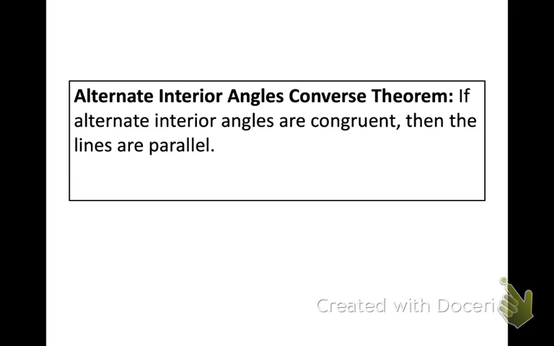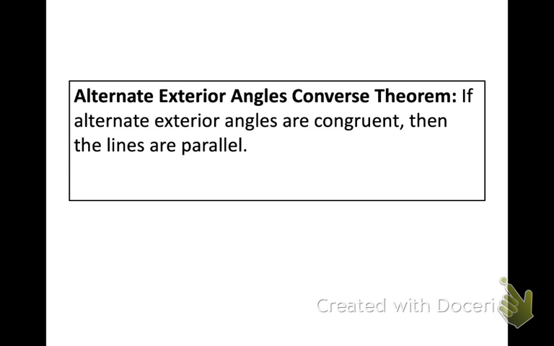All right, alternate exterior. Okay. What is so funny? We're on YouTube right now. If alternate exterior angles are congruent, then lines are parallel.